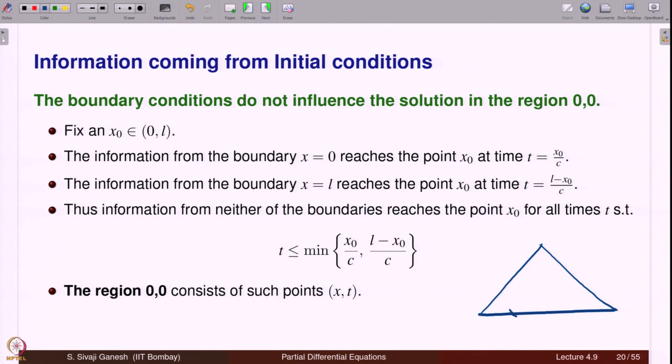Okay, this is the point 0, this is the point x naught, this is L. So, the distance is x naught, speed is c, therefore, the time is x naught by c. This distance is L minus x naught, therefore the time taken is here, L minus x naught by c. Of course, in this picture x naught is very close to 0 than L, that is why this time is less. If you have taken a y naught here, this will be the corresponding time y naught by c. In any case, if you take the minimum of the times up to here, the information does not reach, and this is true of every point. The set of all those x, t, the times and the spatial points, are the ones which are in the region 0.